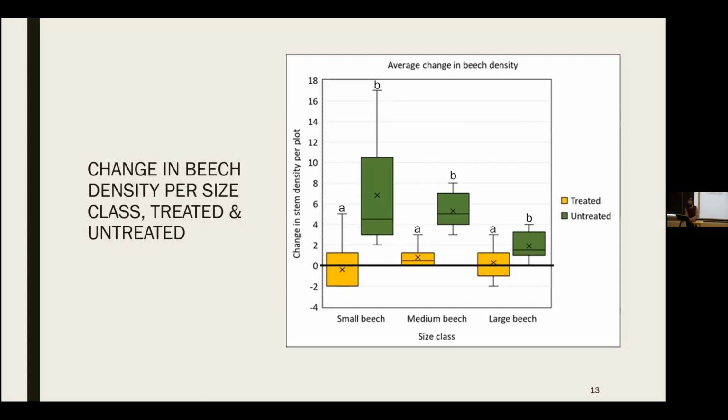And the reason for this is probably that treatment is killing off stems in all size classes. And then we have ingrowth and outgrowth between the size classes. So stems from the extra small size class are recruiting into the small size class, somewhat negating the effect of treatment in that small size class. And then stems from the small size class are recruiting into the medium size class and so on.